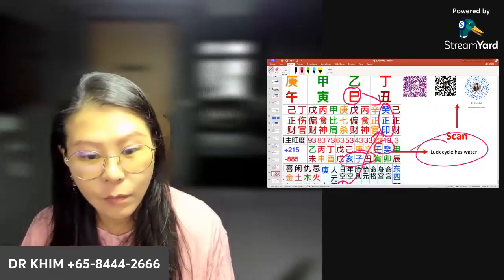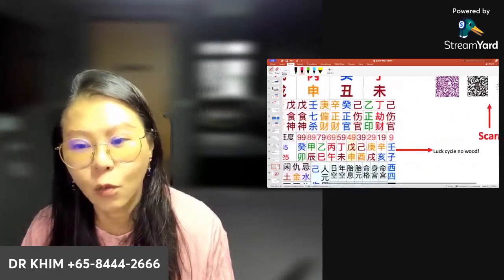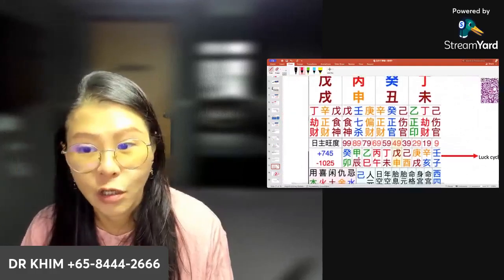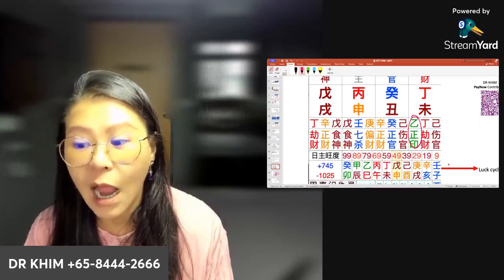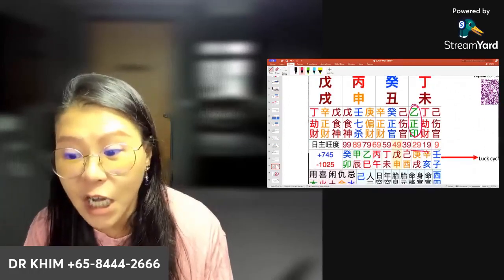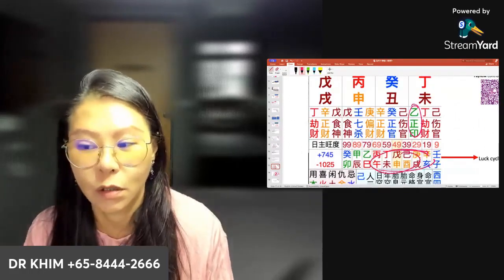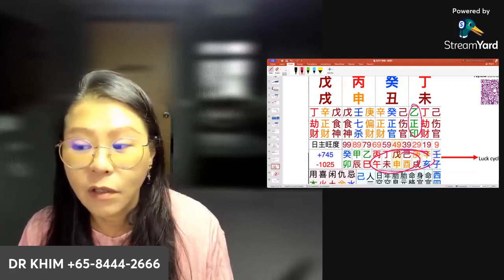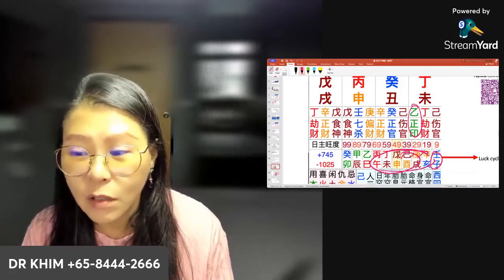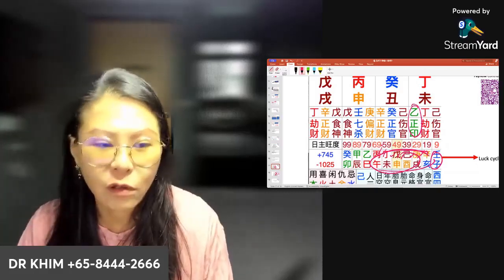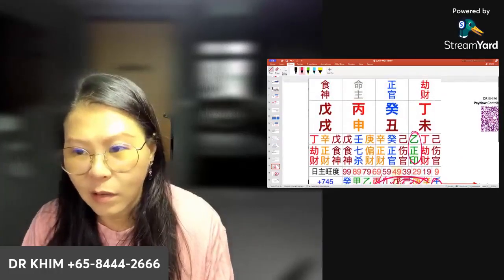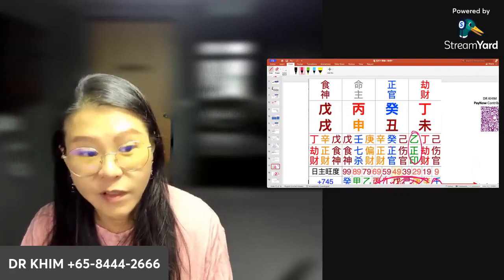Cannot do that. This one, yes, the wood is in challenge. The wood is missing. The wood is very, very weak. And luck cycle further weakens the wood. This one still good. This one, all weaken the wood. Then I can conclude.